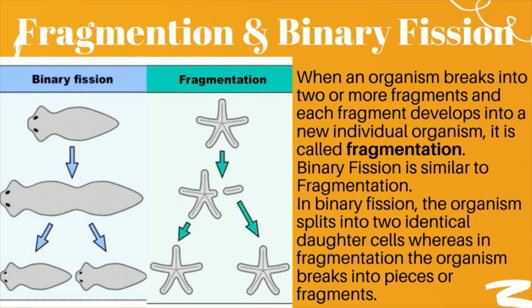When an organism breaks into two or more fragments and each fragment develops into a new individual organism, it is called fragmentation. Binary fission is similar to fragmentation. In binary fission, the organism splits into two identical daughter cells, whereas in fragmentation the organism breaks into pieces or fragments. The pictures to the left show that fragmentation breaks the organism into pieces or fragments while binary fission splits the organism into two equal parts.